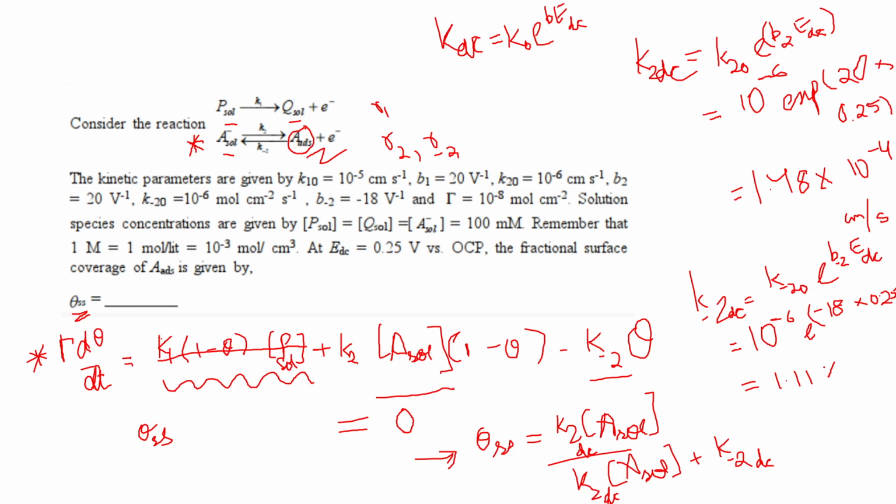So I was getting minus 1.11. That's okay. You told some 1.2 or something, right? That's okay, I think. Okay, so K2 DC we found out, K minus 2 DC also we found out. Now what is the next thing? We found out K2 DC, K minus 2 DC.